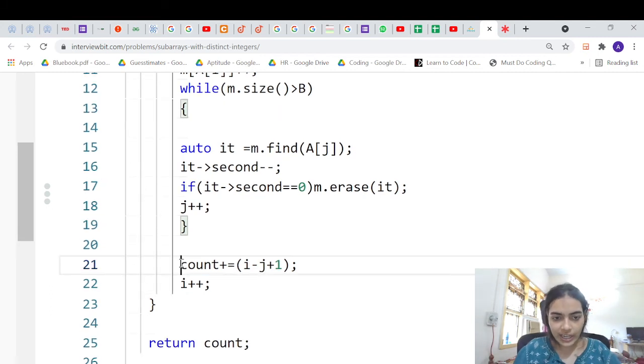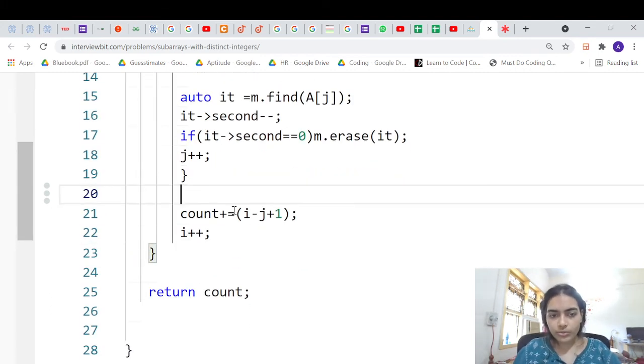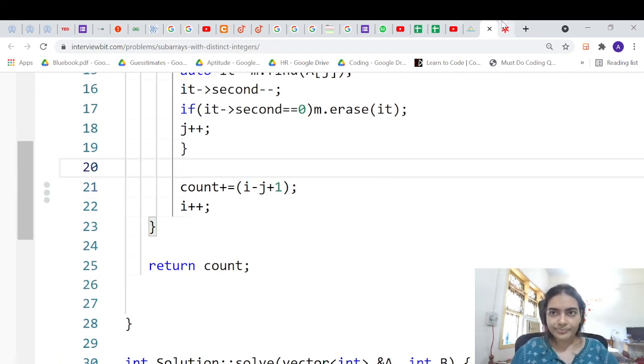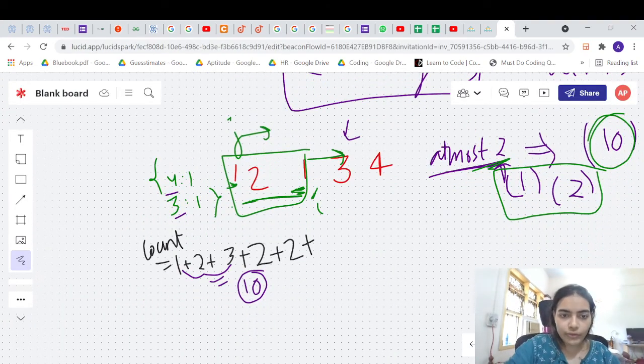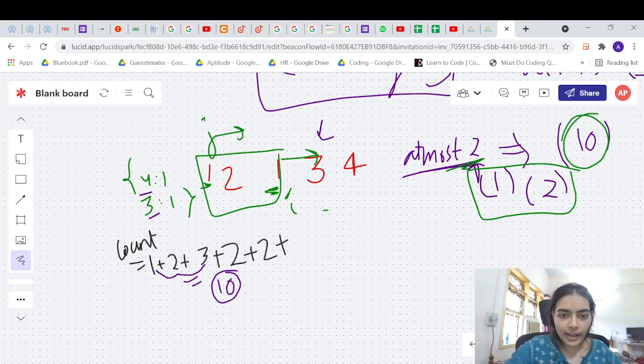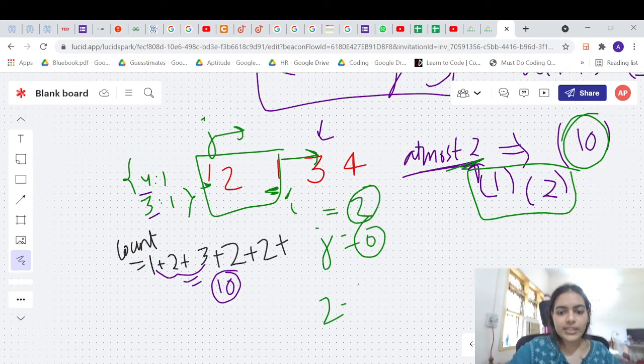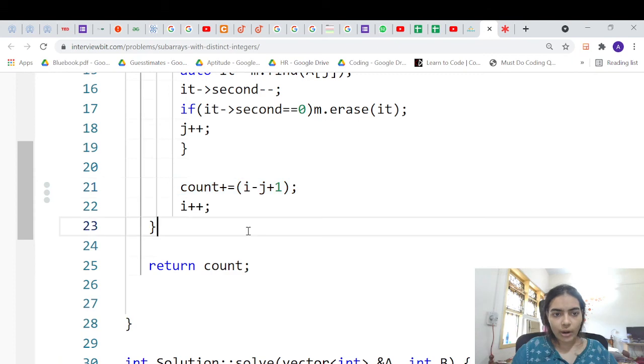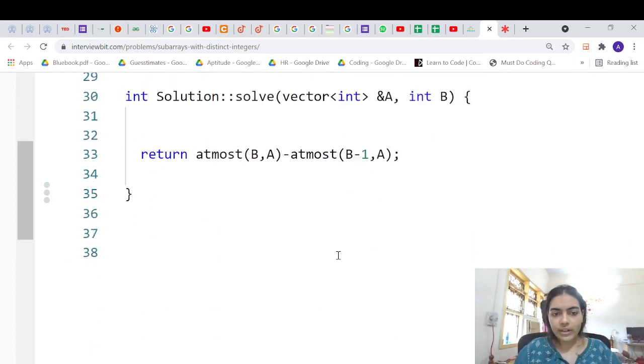When size is within the range, you can add your count. So you will add the count, and count will be this, because for example, in this you have to count how many subarrays. 1, 2, 3. 3 subarrays you will count, right? So i in this case is 2, j in this case is 0. So you will count 2 minus 0 plus 1. 3 subarrays you will get. 1, 2, 3. So that's why you will include the count, and you will move your i forward. You can return count. So that's it.